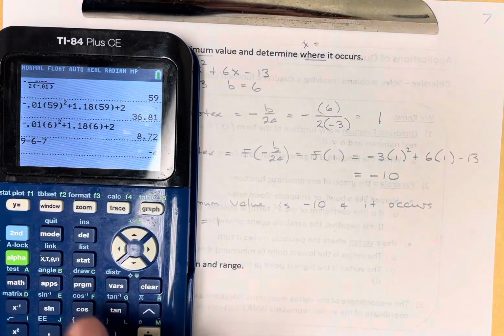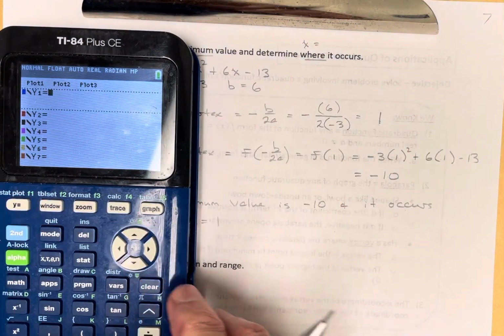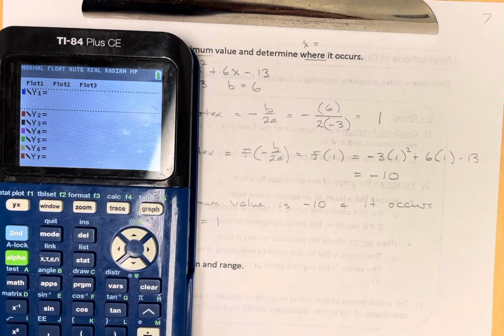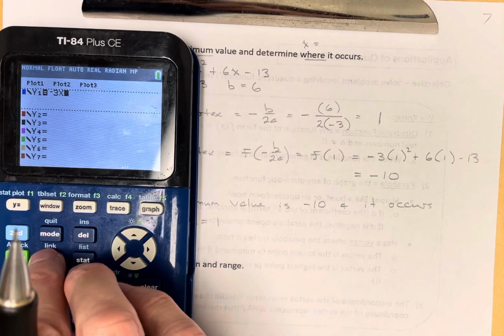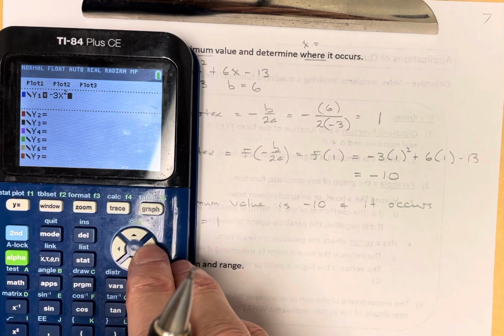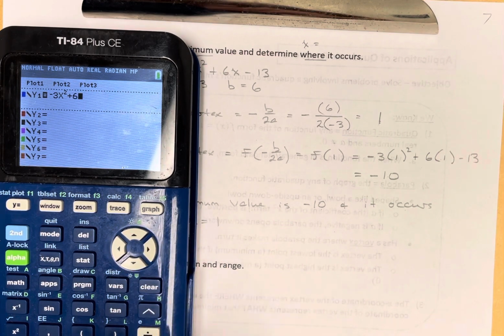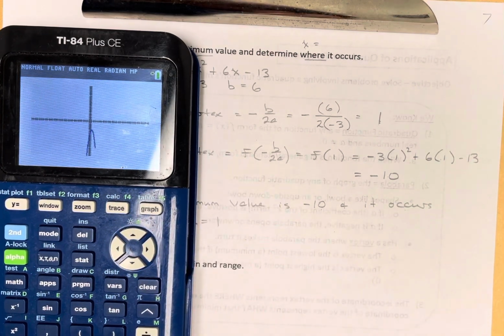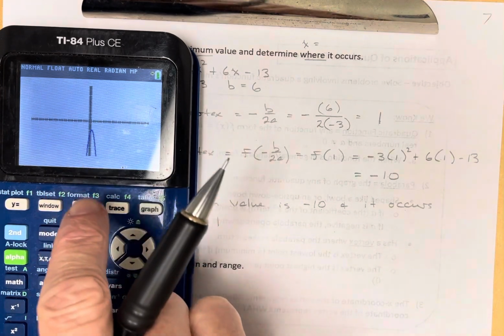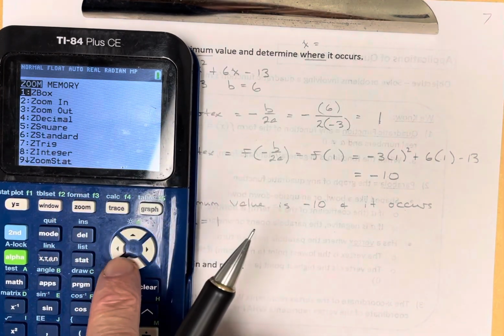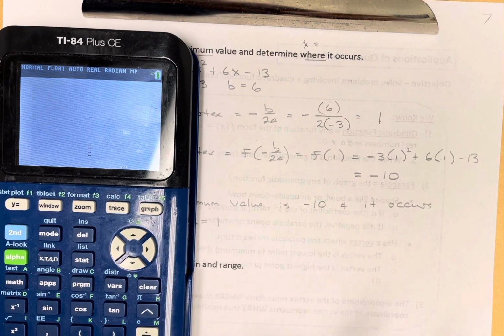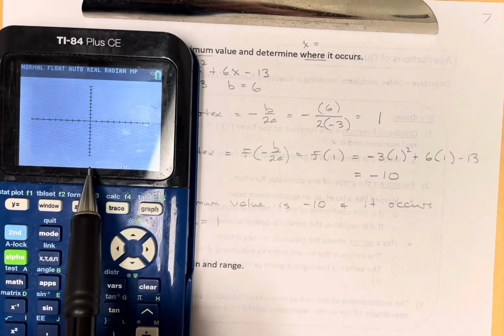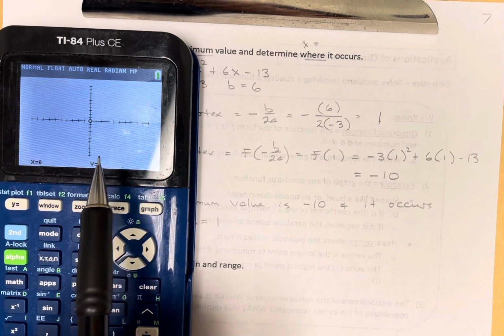So I'll go into my graph, y equals. I've got something in there, I'll clear it out. And my function is negative 3x squared plus 6x minus 13. Let's graph that. Looks like I've zoomed out. Let's zoom in a little bit and see if that shows me the point. Looks like I'm missing it. Negative 10 is right here and I just missed it.